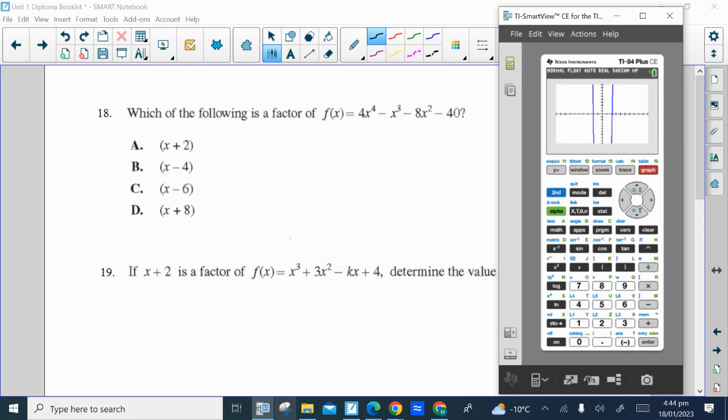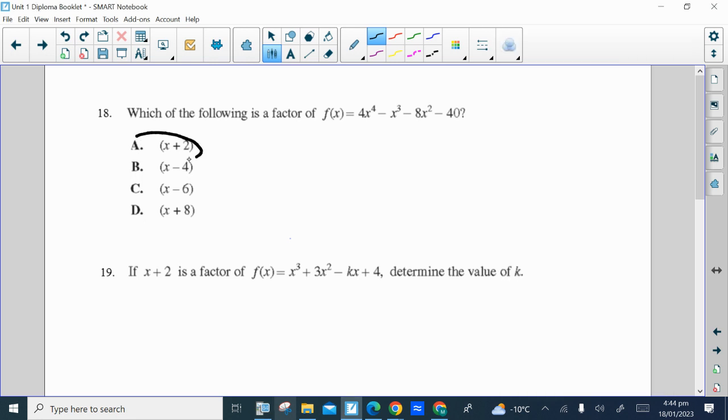So if you graph it, if x plus 2 is a factor, that means -2 is an x-intercept, which it is. If x minus 4 is a factor, +4 would be an x-intercept. It's not. X minus 6 would mean that 6 is an x-intercept. It's not. And x plus 8 means that -8 is an x-intercept. It's not. The only one that is is -2, which means x plus 2 is a factor.